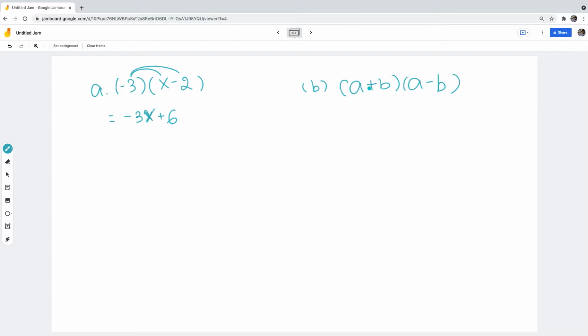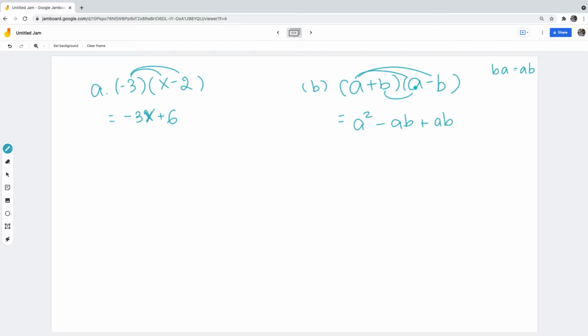How about this one? We have two terms in each parenthesis. So you need to distribute a to each of the terms first and get a times a, a squared, a times b, ab. What's the sign? Positive times negative, negative. Now you need to distribute b to each of them. b times a, ba. ba is the same as ab using the commutative property in multiplication, right? So can I just write it as ab?